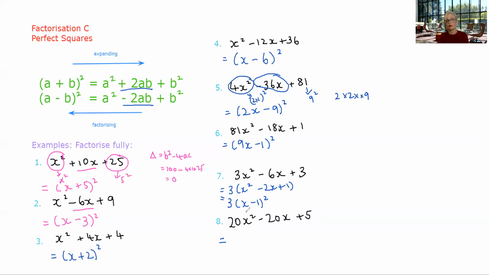This one here as well, as it is, no, it's not a perfect square. But if we take out a common factor of 5, then we can fairly readily see that this is 2x minus 1 all squared.